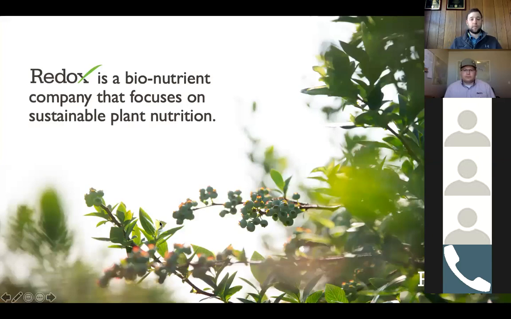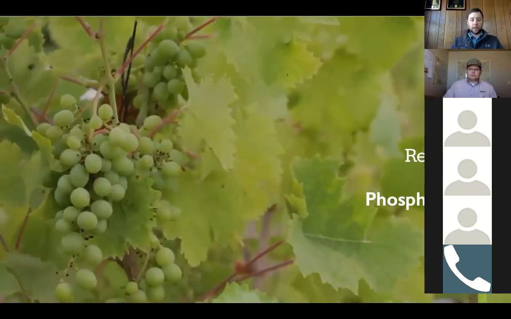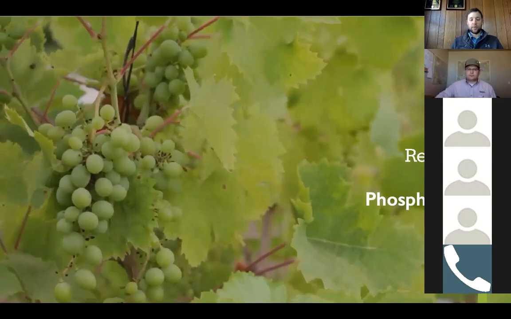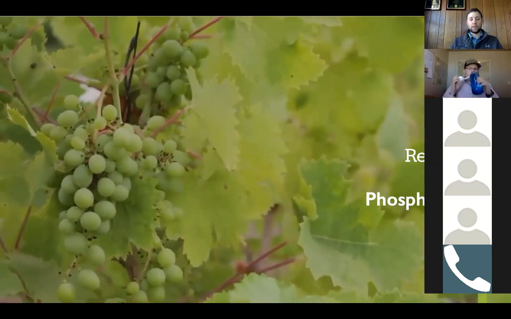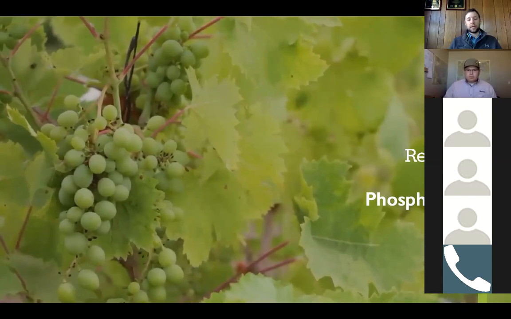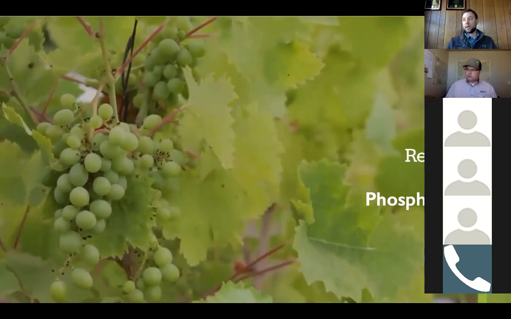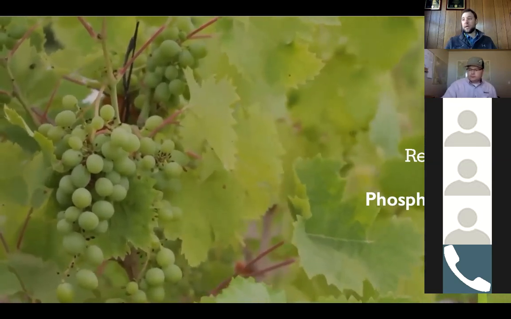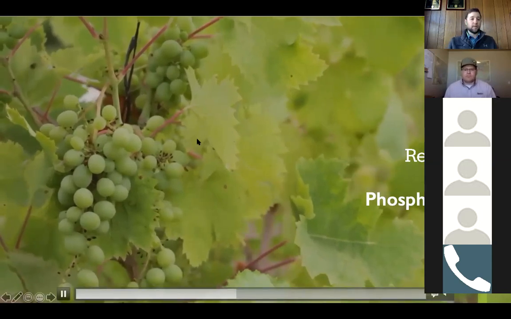There we go. So Redox is a bionutrient company that focuses on sustainable plant nutrition, simply put. So today I wanted to highlight phosphorus and go through there. It's a nutrient that has some unique attributes chemically, and it is a major input in many crops and can be a limiting factor in a lot of different crops and a lot of different soils for many different reasons.